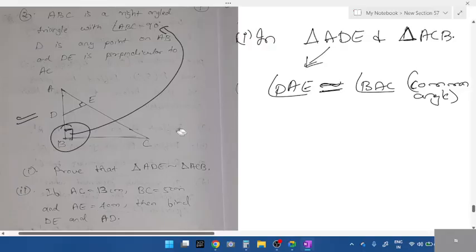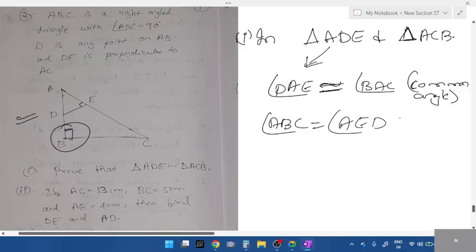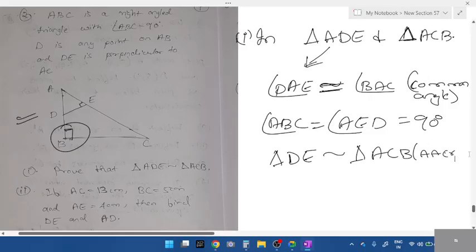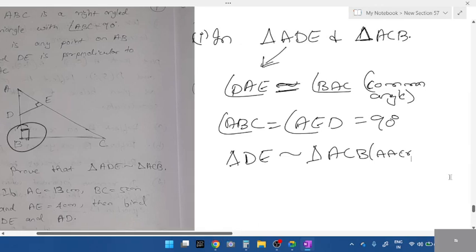Okay, so read the question properly. Only if it is 90 degrees, use the angle concept. If not, side values will be given. Next, angle ABC is equal to angle AED, 90 degrees. Therefore, mention triangle ADE is similar to triangle ACB under the angle criterion, the AA criterion or AA axiom. Criterion is nothing but rule.